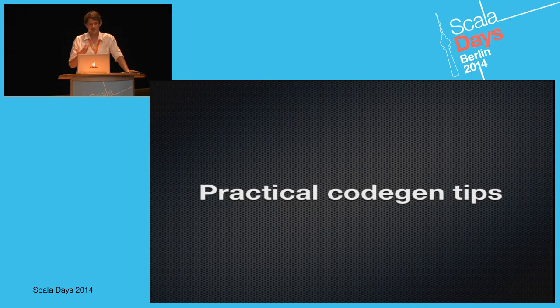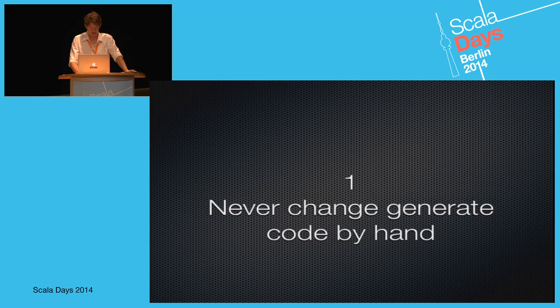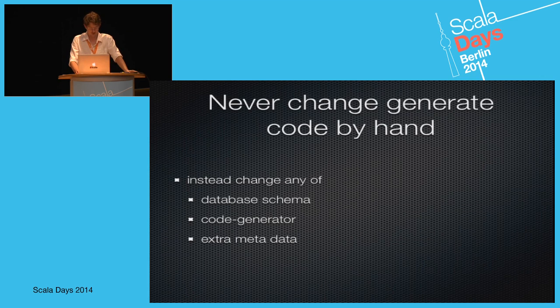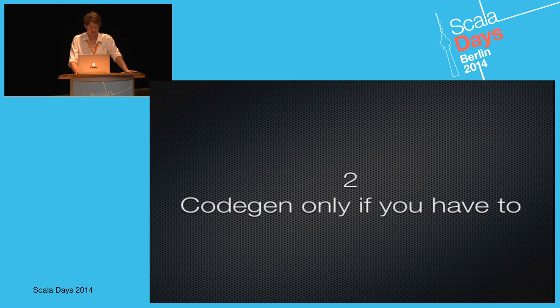Now I'll give you a couple of practical tips on what I think is a good way to use code generation and not get into code generation hell, which some people experience maybe with the MDA approach. A general one: never change your generated code by hand, because you want to keep maintaining your generated code. You want to keep the generated code as a refactoring of what you had before, and be able to further refactor and further change. That's a simple one, I guess. Instead, change your database schema, or your code generator, or the additional metadata you have.